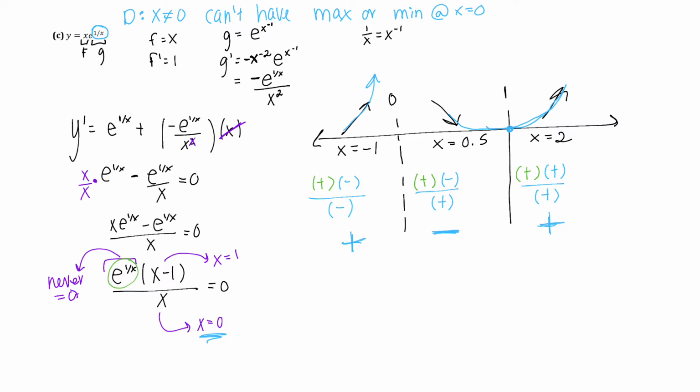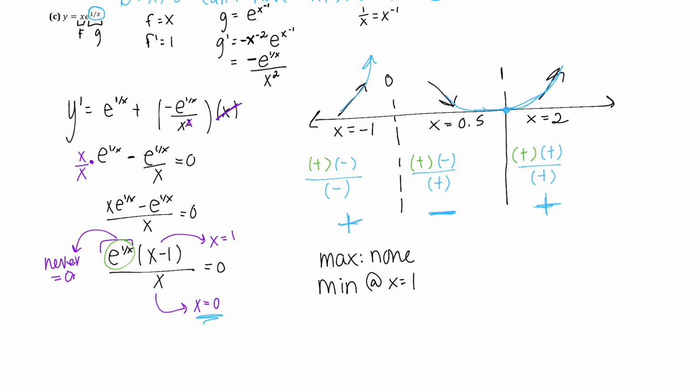But it was important that we included 0 on this sign chart, because it does change at 0 from increasing to decreasing. So there's no max. There's a minimum at x equals 1. We are increasing from -infinity to 0, and then also from 1 to infinity. And we are decreasing from 0 to 1.